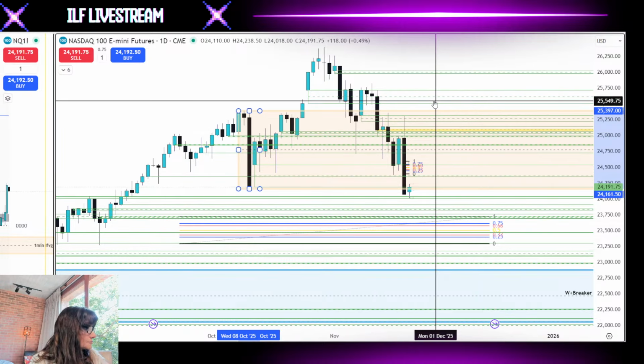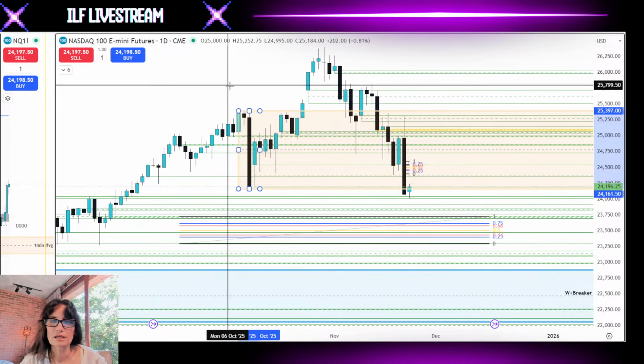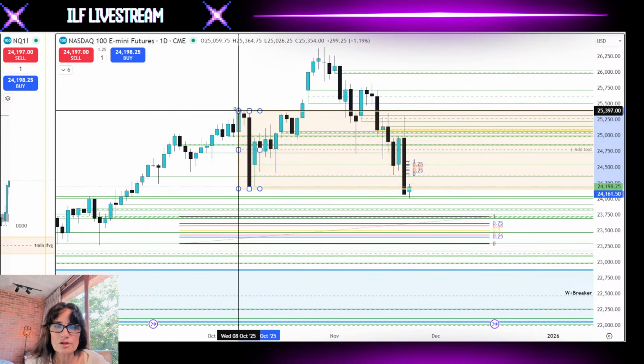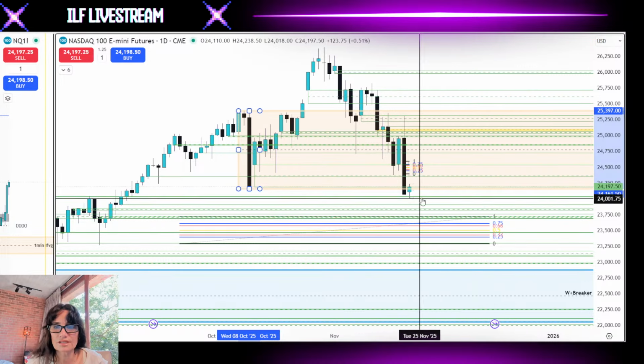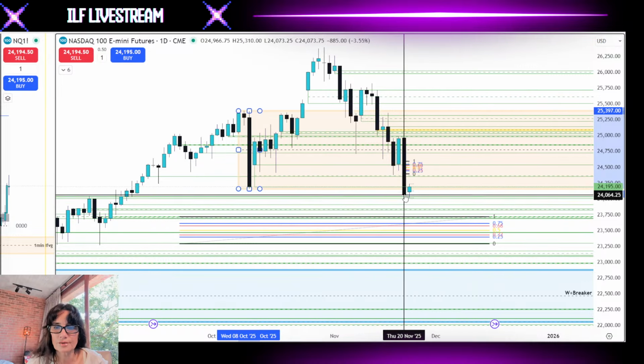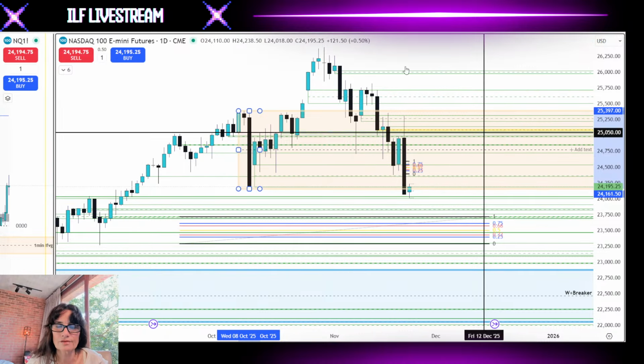Now, what else did I see? There was more, and I didn't write it down. I'm not going to mark this one on the daily, but we know the retest will be in the breaker, right? We activated this. This is now our bearish breaker.